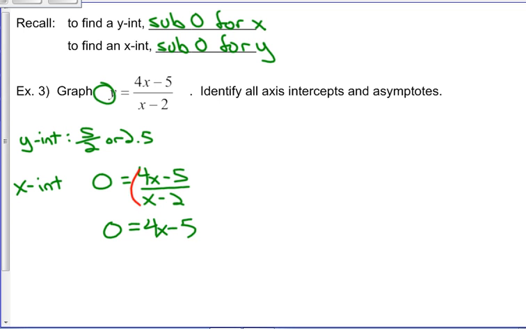Okay, so if you like, we can do this to show what's going on. But you still have 0 on the left-hand side. Now we'll have 5 equals 4x, or x is 5/4, or 1.25. There's our x-intercept.